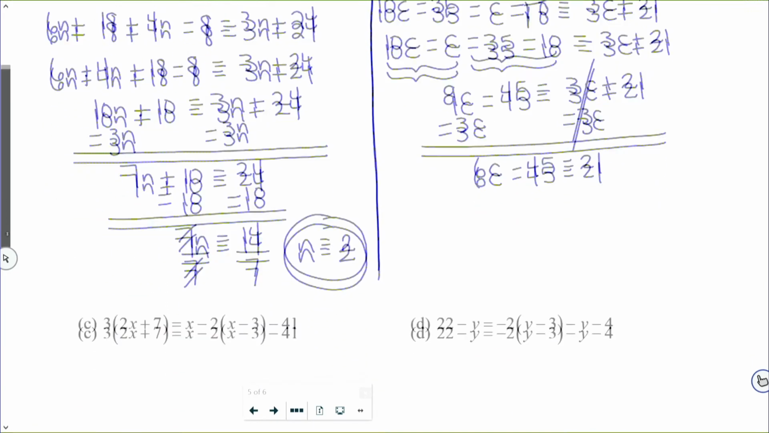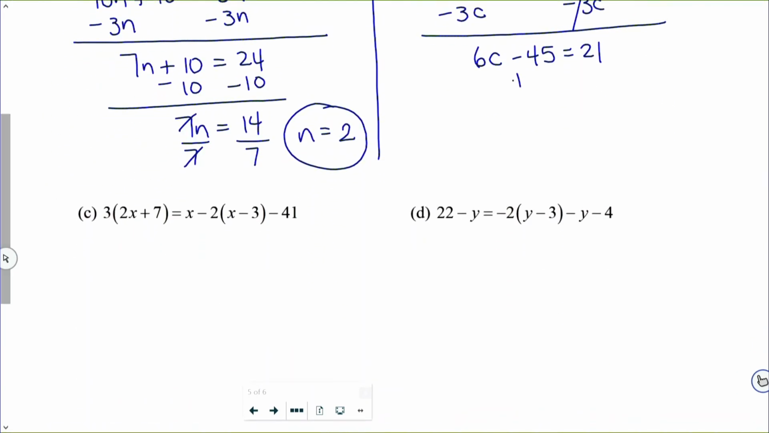Bring my board up a little bit so you can see what I'm doing easier. Add a 45 to both sides. All right, that'll cancel. We'll get 6c is equal to 66. Now we'll divide by 6 on both sides. And of course, 66 divided by 6 is equal to 11.